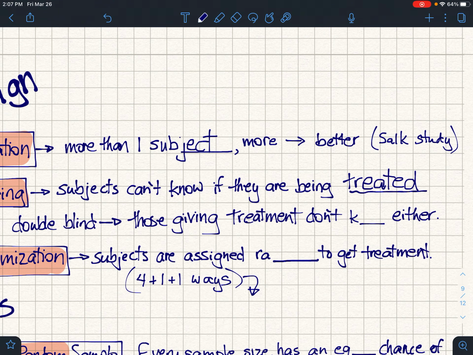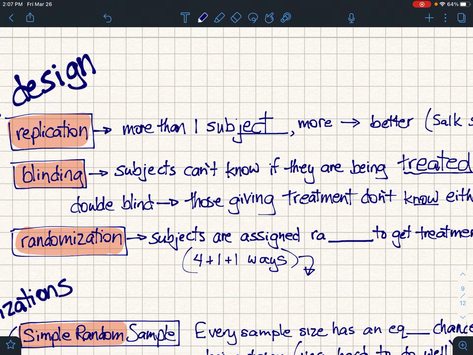that's giving the treatment doesn't know either, okay? So that would be the difference between a blind and a double blind.